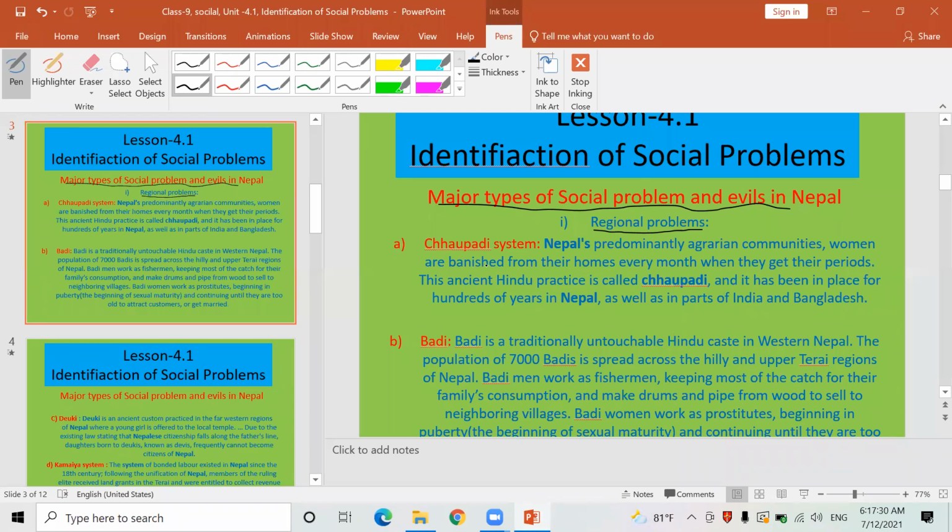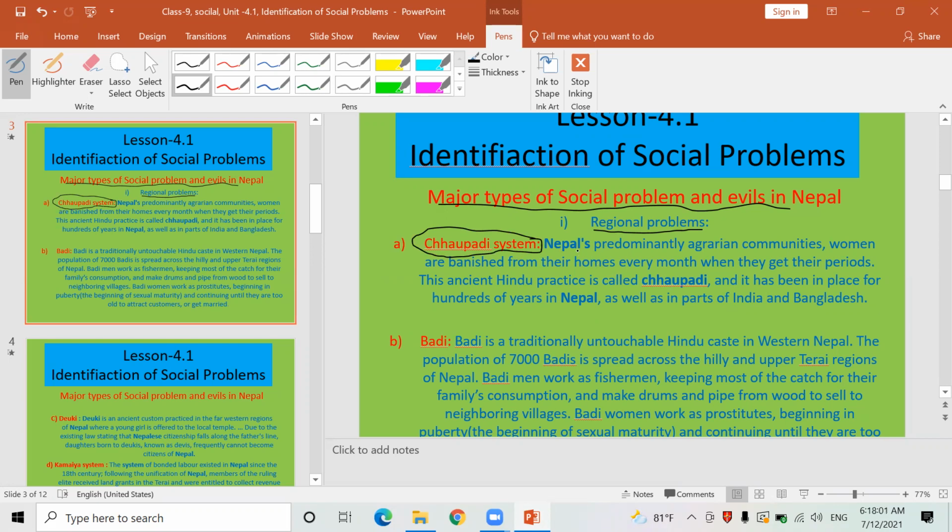there as social evils and social problems, and in Province number 1 or Province number 2, what type of social problems and evils are prevailing there. These regional problems are given. Look here, the Chhaupadi system. I didn't explain it much, but it's given in your curriculum too, in your text. Look at the Chhaupadi system. What sort of system is it?